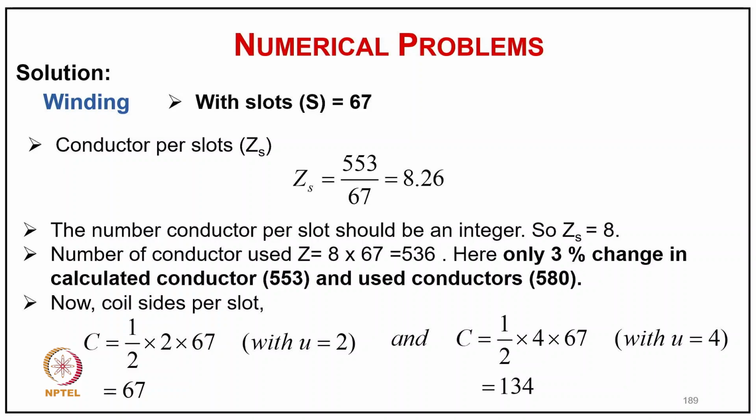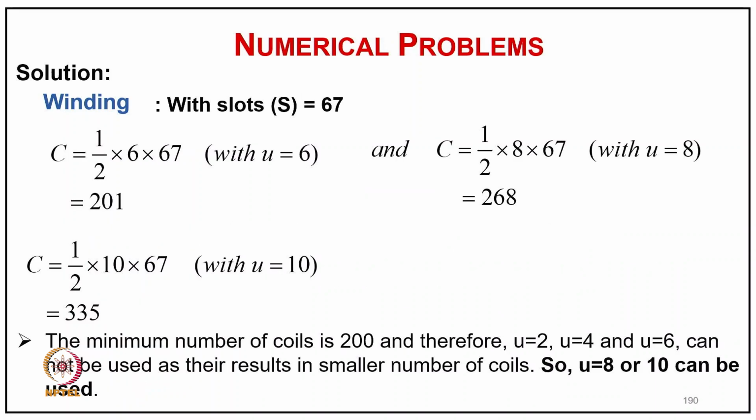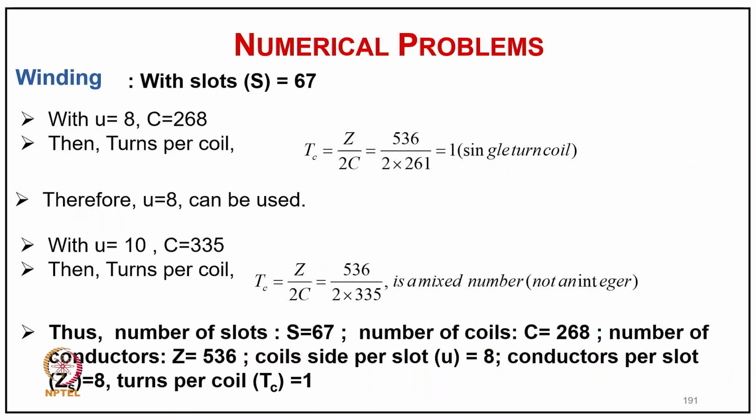Now the coils for U equal to 2 comes to C equal to 67, and C equal to 134 for U equal to 4, and for U equal to 6 it comes to 201, and for U equal to 8 it comes to 268, and for U equal to 10 it comes to 335. So the minimum number of coils is 200, and therefore U equal to 2, 4, and 6 cannot be used, as the result is a smaller coil size. So U equal to 8 or 10 can be used. So now taking U equal to 8 and C equal to 268, the turns per coil is Z upon 2C, so it comes to 1. So therefore U equal to 8 can be used.